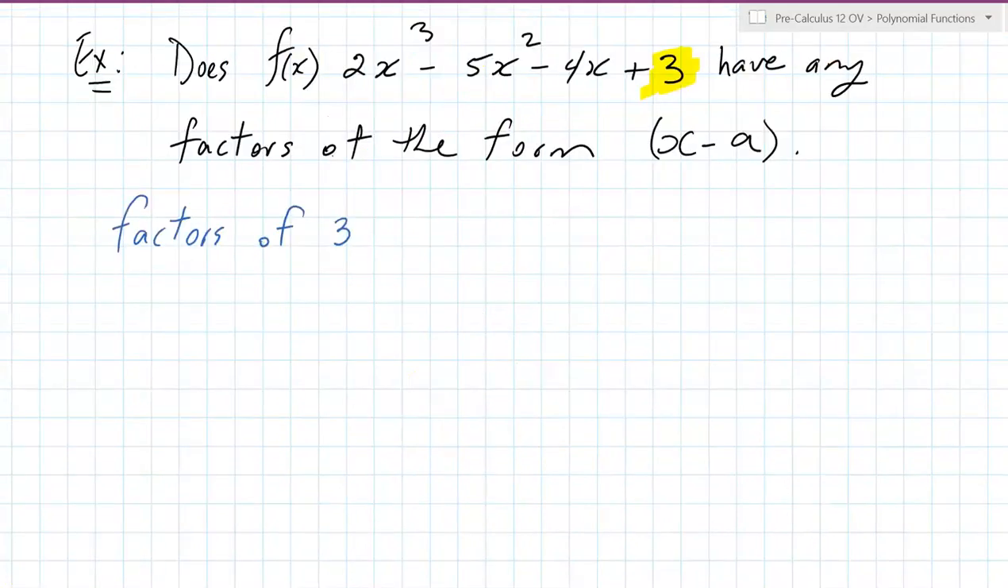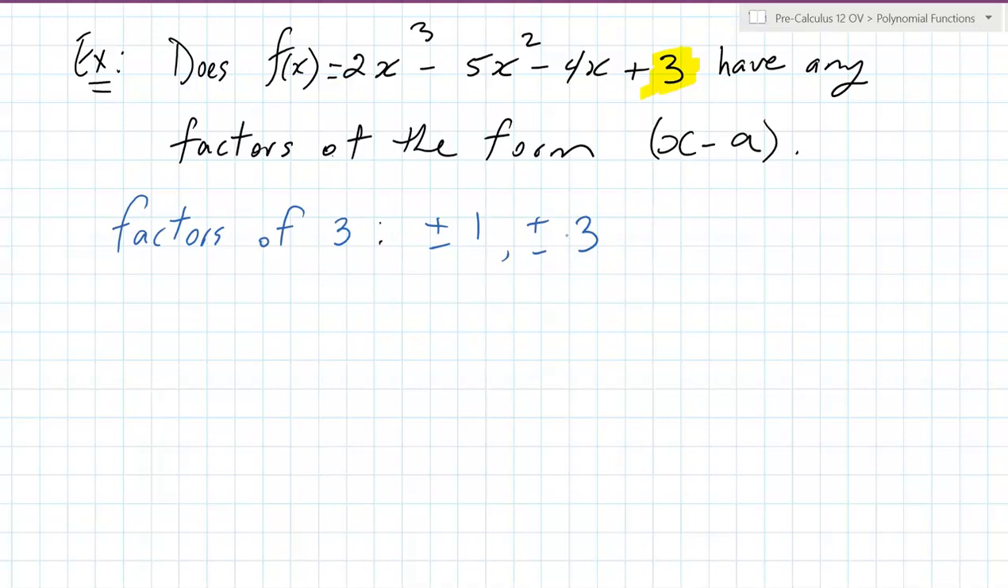Okay, here's an example. We want to know if f of x, this polynomial function, has any factors of the form x minus a. If it does, then we can write it out. So what we need to do is look at the constant term. That's 3. We need to come up with all factors of 3, and that is plus or minus 1, plus or minus 3. Those are the only 4 possible factors. If there are any integral factors, that would be it.